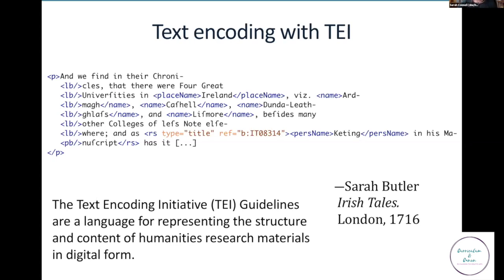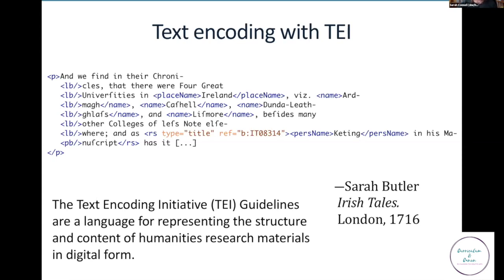In addition to elements, we can also use what are called attributes to provide more information about our elements. This simplified example has just a couple of attributes, both on that RS element. RS stands for referencing string. It's an element you use when you have a reference to something you're interested in, but where the proper name of the entity at stake isn't actually used. In this case, we have a slightly indirect reference to Keating's History of Ireland, Foras Feasa ar Éirinn, which is described here as Keating's manuscript. So we use the RS element to indicate that this string refers to something of note, and then we use the type attribute to say what type of thing we have. In this case, the title of a work.